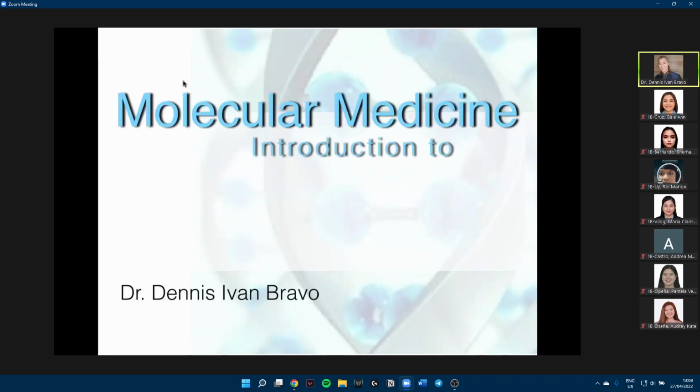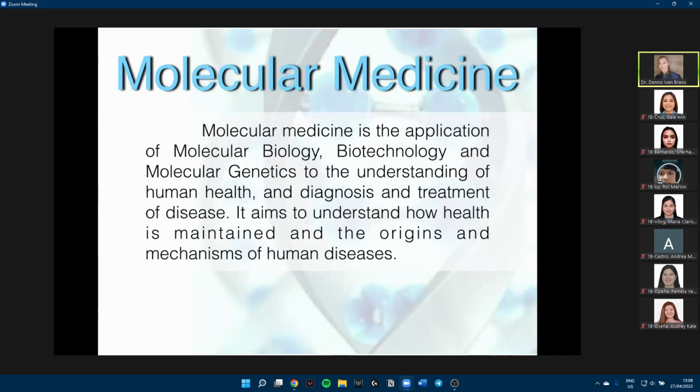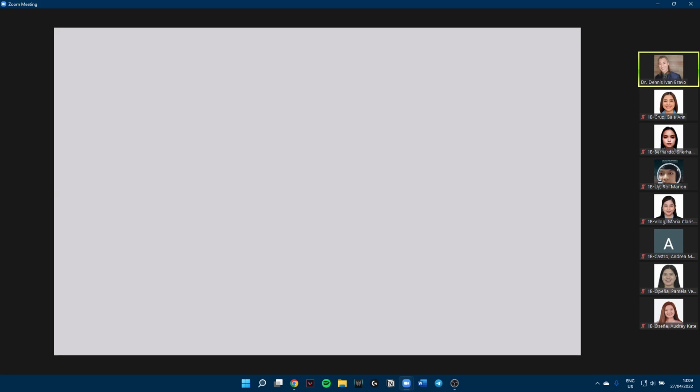What is molecular medicine anyways? This is the application of the techniques, the technology, the principles, the methodology that are used in molecular biology, biotechnology, and molecular genetics to the field of medicine. What for? To understand human health so it can be used for research, for diagnosis, and to a limited degree for treatment of some diseases. So it aims to understand how health is maintained, as well as to research on the origins and mechanism of the diseases.